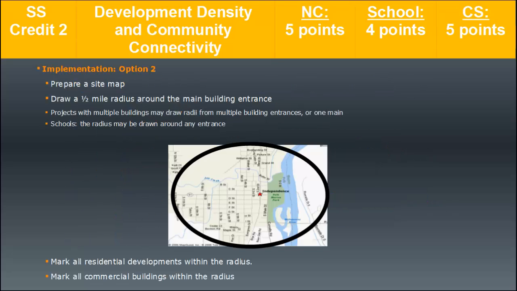In order to implement this, you need to prepare a site map, draw a 1/2 mile radius around the main building entrance, and projects with multiple buildings may draw a radius from multiple building entrances or one main. Schools, the radius may be drawn around any entrance. You want to mark all residential developments within the radius and mark all commercial buildings within the radius as well.